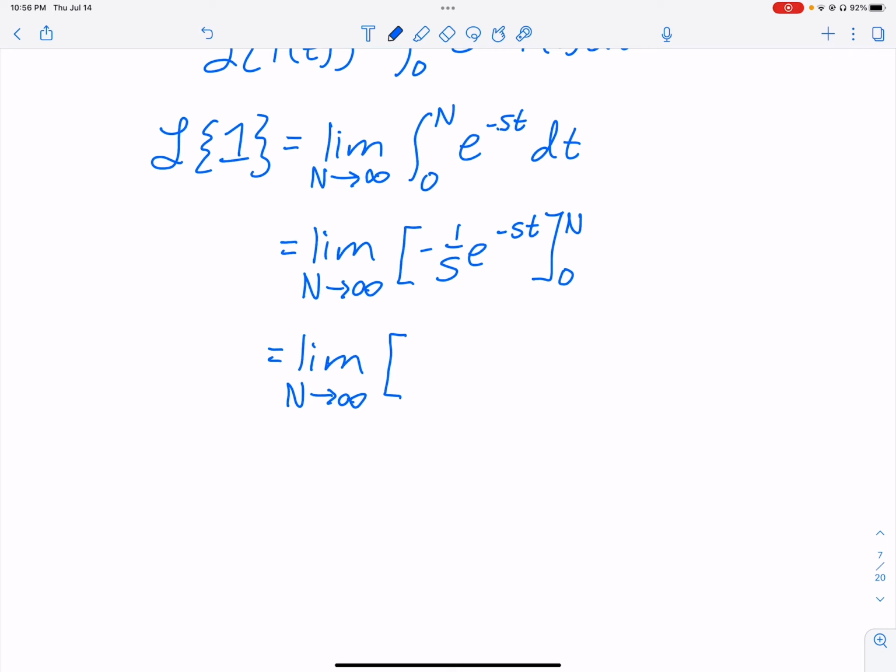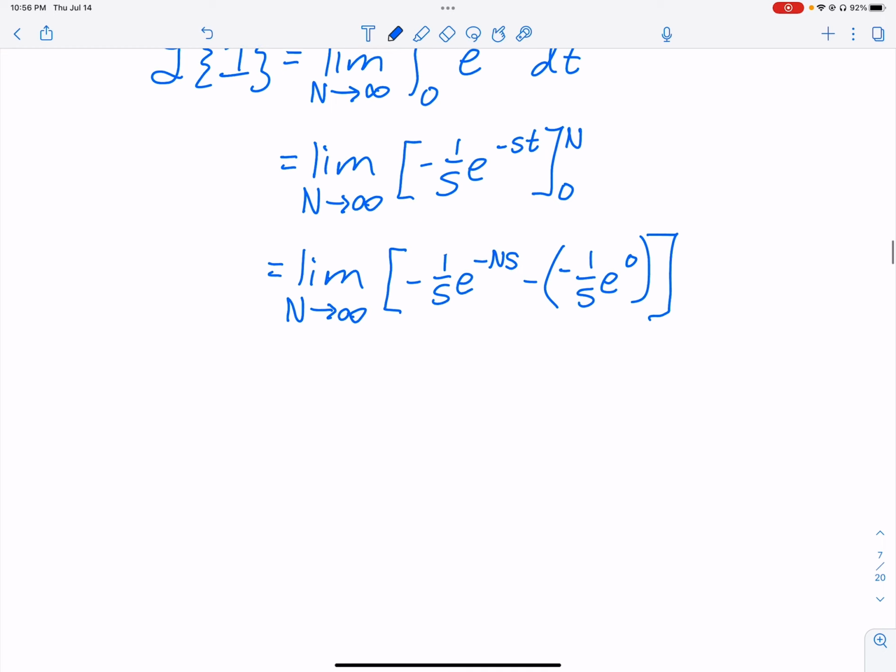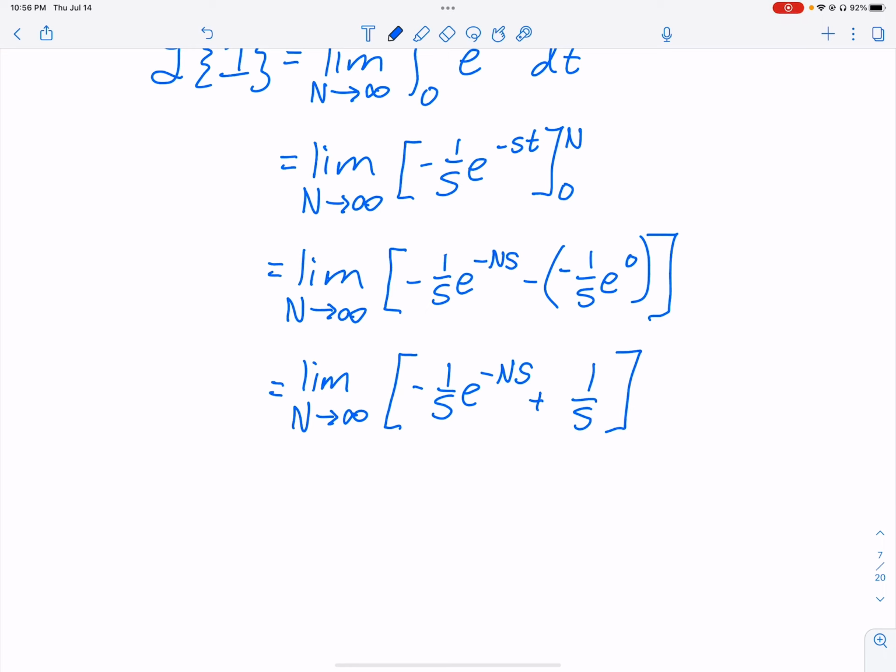Okay, plugging in n. All right, I've got negative 1 over s e to the negative n s. I'm plugging in for t, and then be careful with this, minus negative 1 over s e to the 0. A lot of people just want to drop that thinking, oh, it goes away because I'm plugging in 0. Just be very careful. Okay, limit as n approaches infinity. I'm still writing it. I know it sucks. Just keep doing it. Then I get negative 1 over s e to the negative ns, and then plus, this is going to just end up being a 1 over s, right?